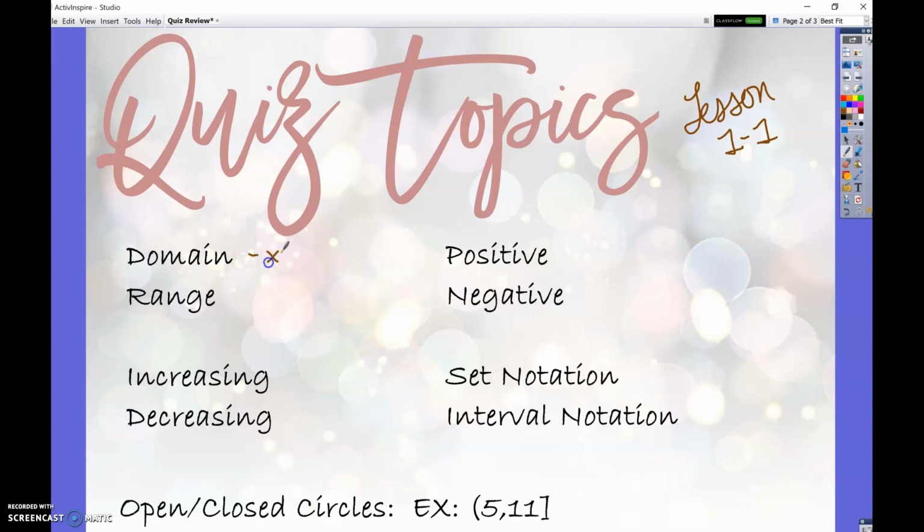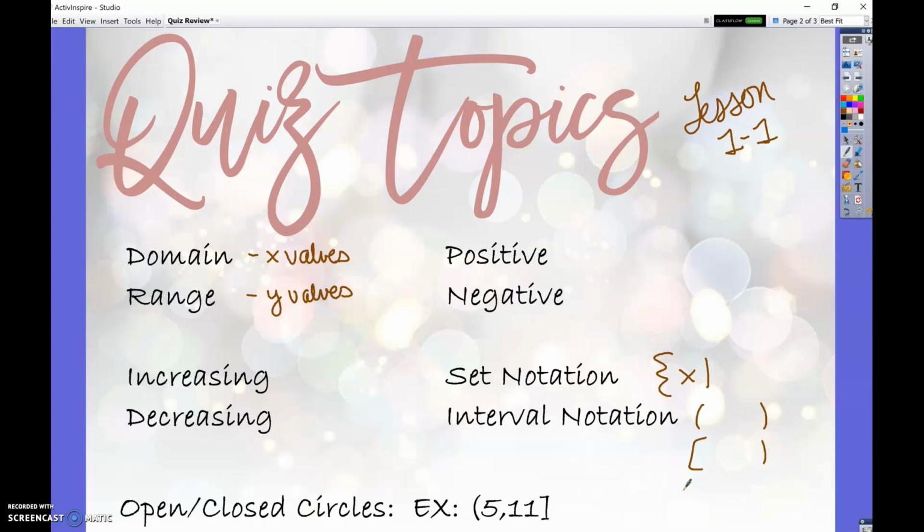Domain is all the x values of a function. That will work whether you see it graphically or through the equation, where y values are represented by the range. We oftentimes represent those x or y values using set or interval notation. Remember, set notation starts like this, and interval notation will have the brackets or the parentheses.